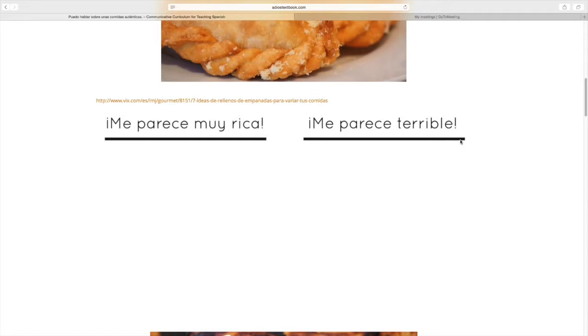Your job today is when we talk about different empanadas, you need to put them on the right category. If you think it seems delicious, write the type of empanada on the left. If you think it seems terrible, you go ahead and write that type of empanada on the right. And then we're going to hit the authentic resource.